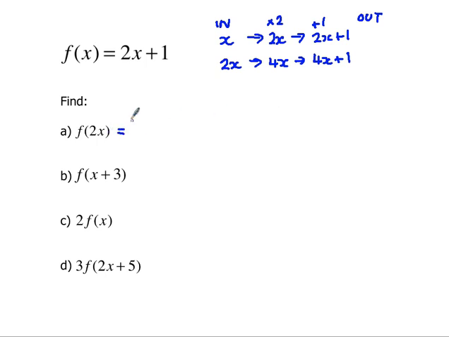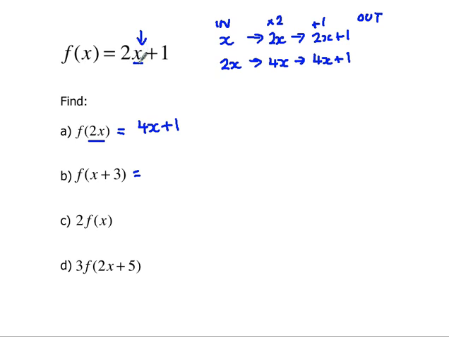So f of 2x is 4x plus 1. And you'll notice that all we've done there is, instead of using x, we've substituted in that position the 2x to give two lots of 2x, which is where the 4x has come from. So we'll do that again here.